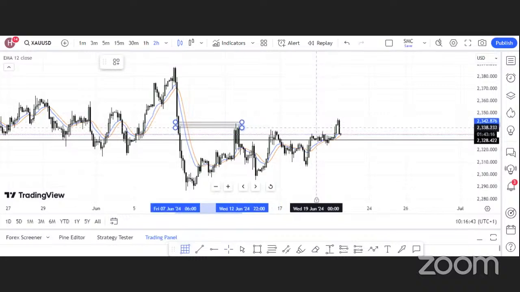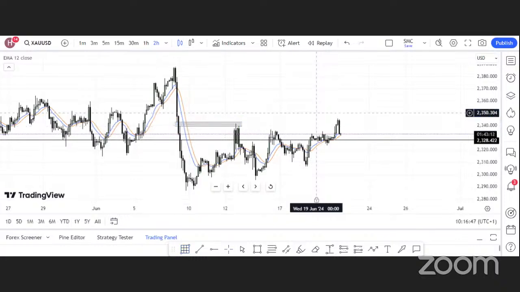A level we call fair value gap in the SMC strategy, in the ICT strategy, which is SMC. So the fake out actually came up to make a retest from the fair value gap before heading to the downside. So now here's an important thing to note, guys.